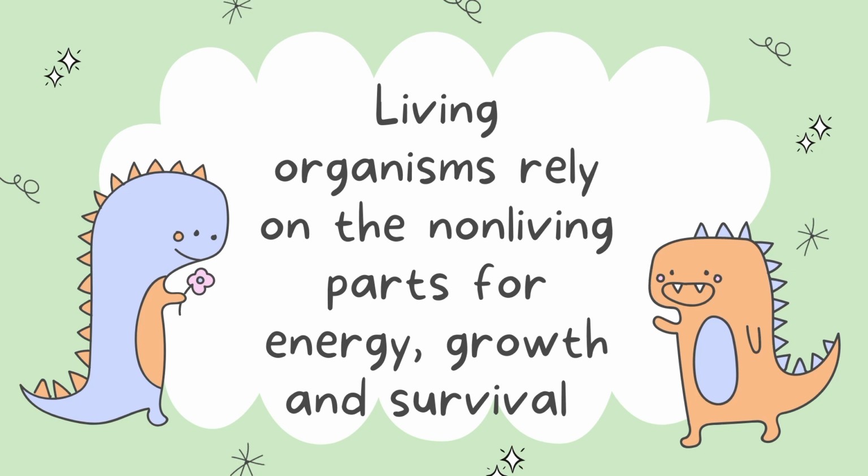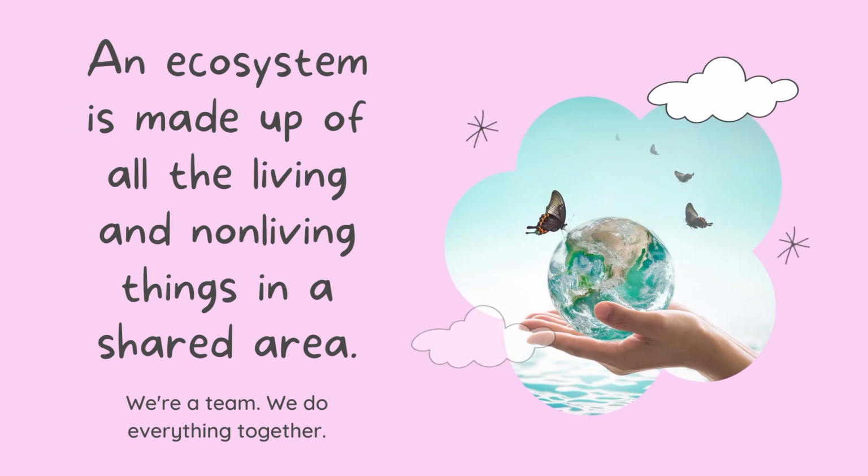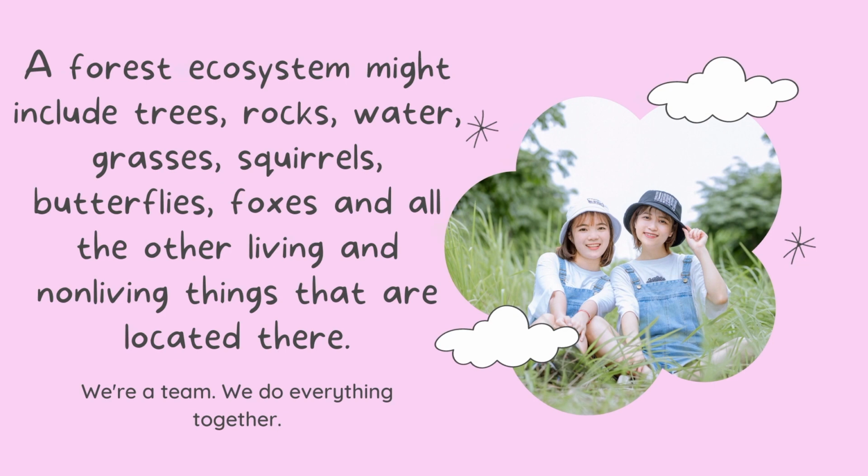When these living and non-living things share a certain area, they make up an ecosystem. For example, those living and non-living factors that live in the forest would make up a forest ecosystem. Those would be things like trees, rocks, water, grasses, squirrels, butterflies, foxes, and all the other living and non-living things that are located in that area and make up the forest.